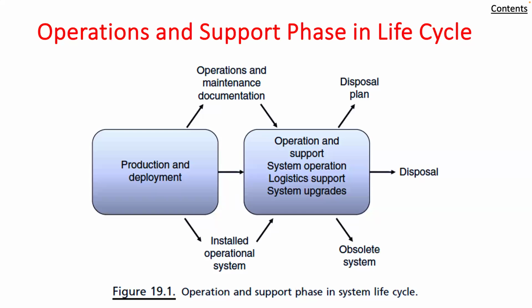So in terms of the system life cycle, now we've gone from production and deployment. Now we're in this operation and support. So all the operation and maintenance documents have been passed on. So if something happens, there's going to be a troubleshooting set of documentation that they would be leveraging. The installed operational system is actually deployed, and this is the thing that's going on. And then we get into system operation, logistics support, and then you do upgrades. And the next slide will show it in a slightly different way that you'll get a chance to be thinking about. So what happens to the Hubble Space Telescope?